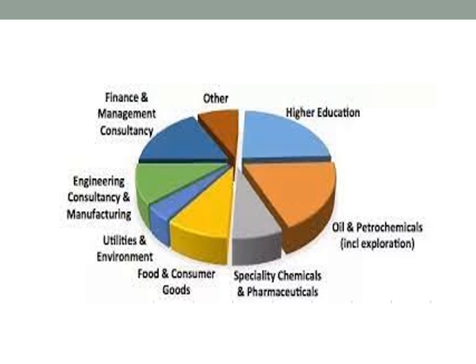Engineers mostly choose oil and petrochemical industries, including exploration, and specialty chemicals and pharmaceutical industries, food and consumer goods, utilities and environment, engineering consultancy and manufacturing, finance and management consultancy, and other work, and some of them go for higher education. So these are the working percentages of chemical engineers.